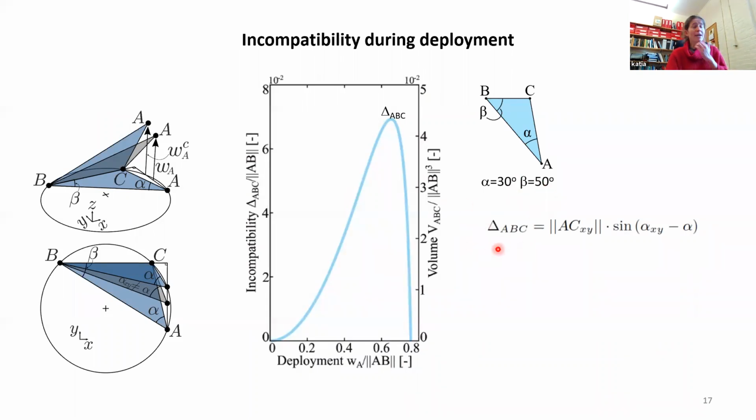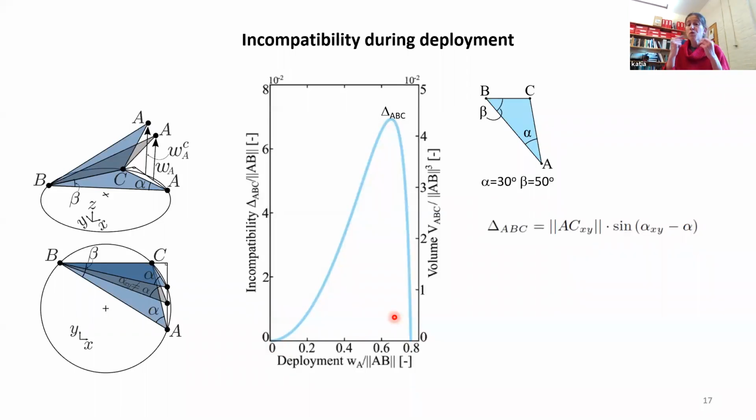And now I can quantify the geometric incompatibilities, this delta ABC that you see, and I can plot the compatibility as a function of the deployment height. We see that the incompatibility is 0 in the initial flat state, and there is also an expanded state that is geometrically compatible, so compatibility is 0, and in between it goes up and then comes down. All right. So the idea is we can use this geometric incompatibility to generate an energy barrier, and so make our structure bistable.